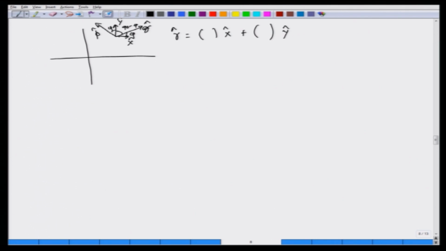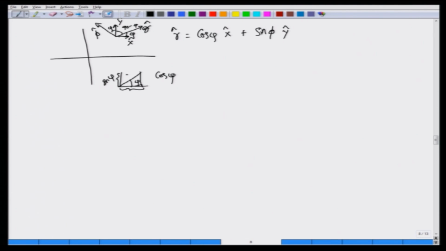You can see that the relation between r and phi can be obtained by taking this r and, if you imagine that this is 1, and this angle is phi, you can find out what is the length of this particular component, and this particular component length will be cos phi, and this other length will be sin phi. So, I have r is equal to x cos phi plus y sin phi.